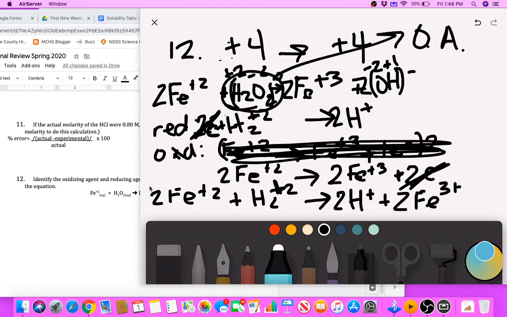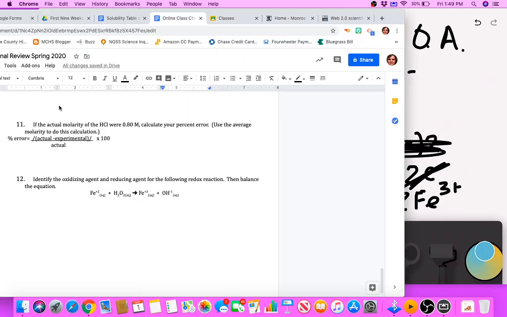Okay? And then the thing that was oxidized is the reducing agent. So our Fe2+ was oxidized to become Fe3+. So Fe2+ is our reducing agent because it was oxidized. So this Fe2+ is our reducing agent. Okay? So let's check and see if what we got is correct with our answers.